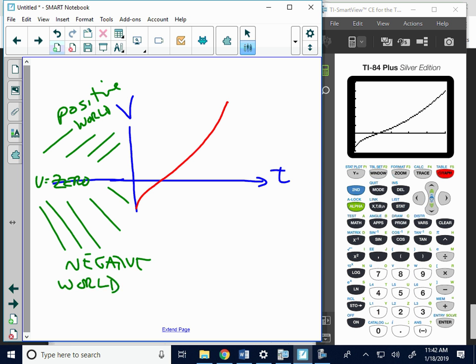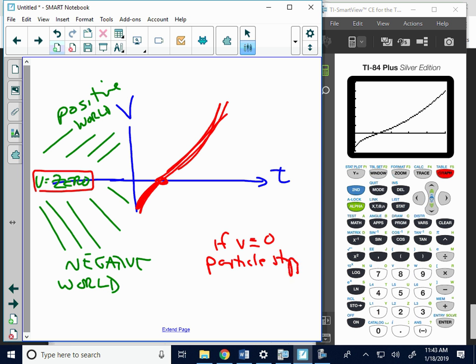And if you look at the red curve, some of the time the red curve is in negative world. Some of the time the red curve is in positive world. Sometimes the red curve is sitting on the 0 line. Well, if velocity is 0, what does that mean for motion? Stopped. Okay, so let's just note that. If v is equal to 0, particle stopped. If we're trying to describe the motion, it would make sense to find the time when it stops. So let's do that on the calculator quickly.